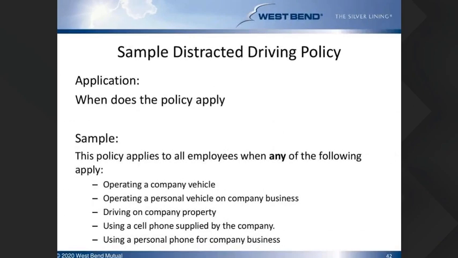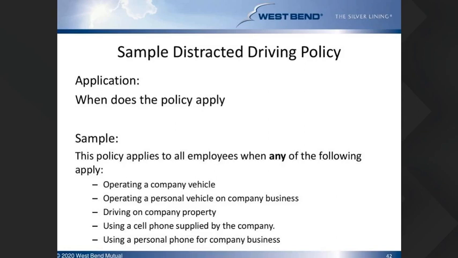Then what's the application? When does this policy apply? So this policy applies to all employees when any of the following applies. So again, operating a company vehicle, operating a personal vehicle on company basis, driving on company property, using a cell phone supplied by the company, that's a big one too. And we'll talk about some distracted driving initiatives you can do with company-owned cell phones, and even using a personal cell phone while on company business.